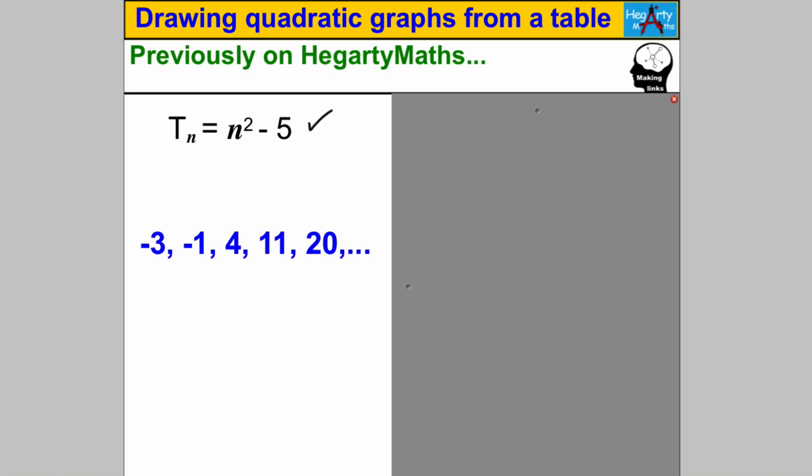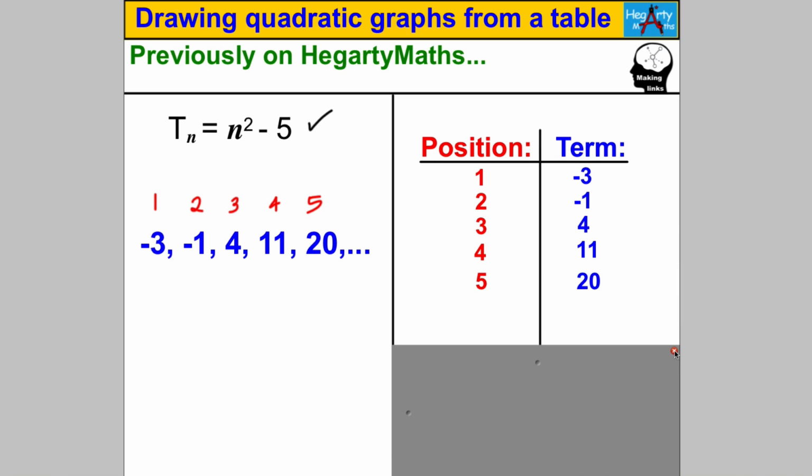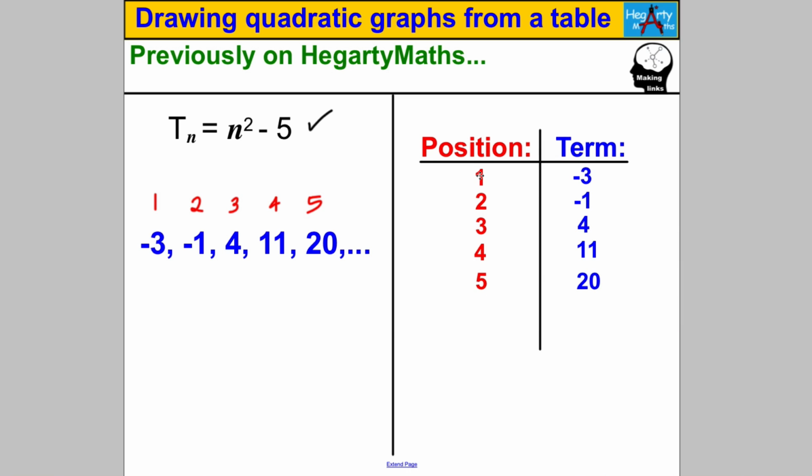Now it just might be the case that I might want to represent this sequence in a different way. Suppose I said, well, this number here is my first number, this is my second number, this is my third number, this is my fourth number, and this is my fifth number. And say then I decided to draw a table like that, and I said, well, the number in position 1 is -3, the number in position 2 is -1, etc. So I've converted this sequence into a nice little table here.